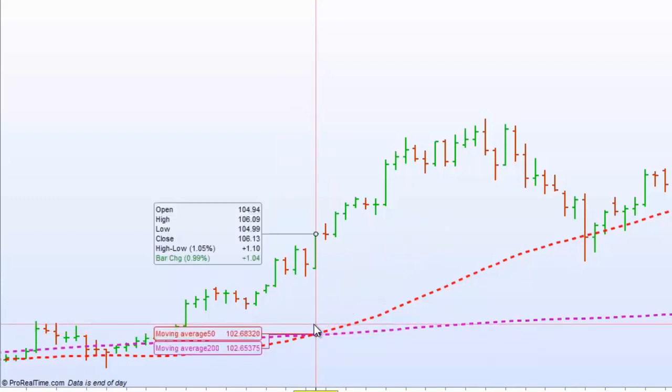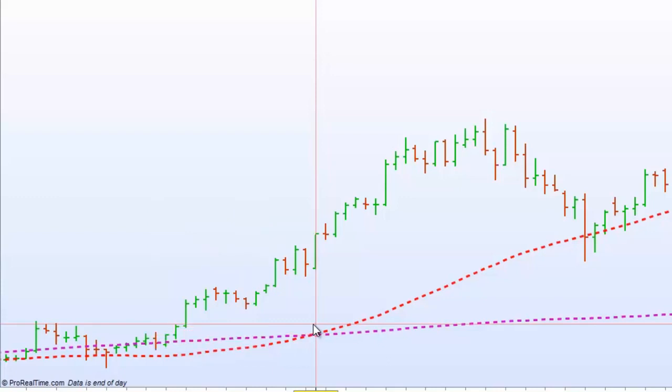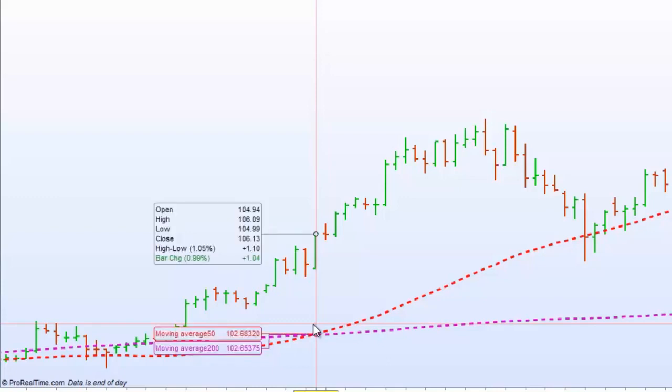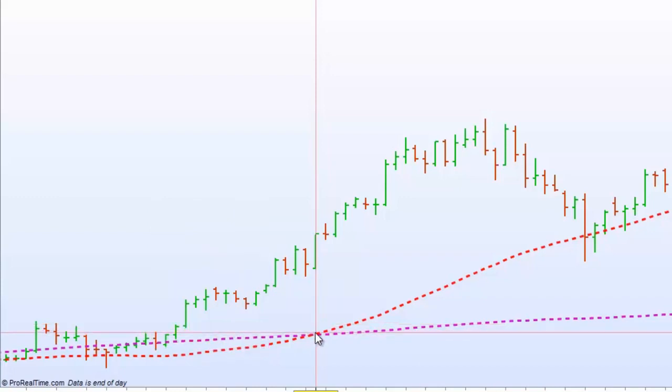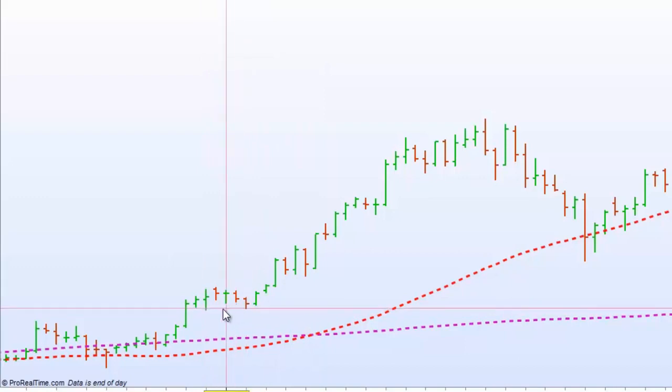And on this day, you can see that the 50-day moving average is at 102.68, and the longer term moving average is at 102.65. So you would get long on the market on close, which means at the close of this trading day, you would buy at market. Now your stop could either be, again, the crossover point or another form of support. In this case, it could be these lows down here. Now we're going to stick with just using this crossover point for now.